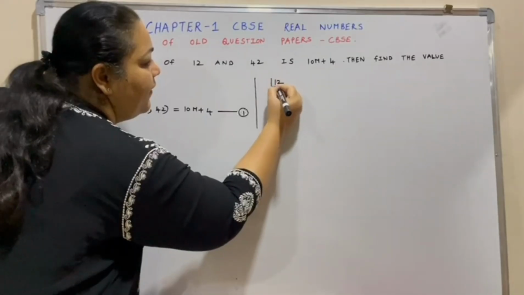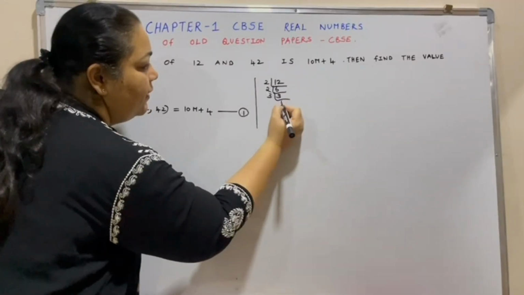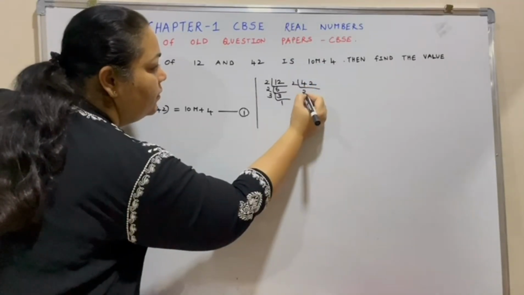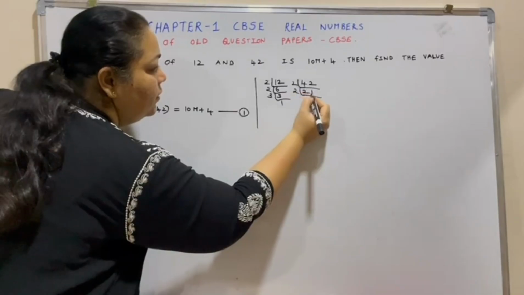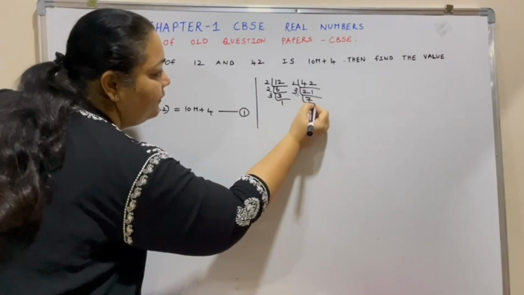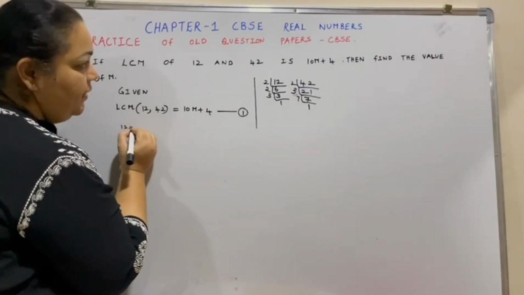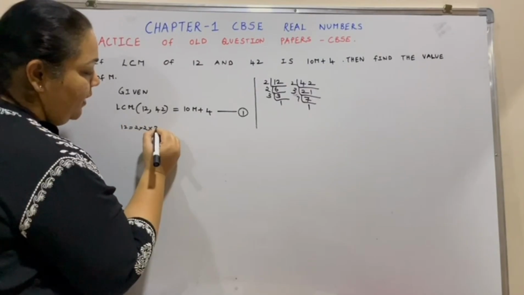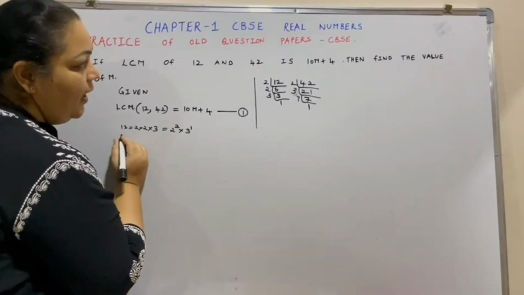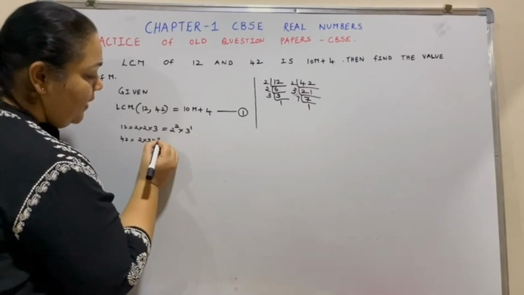For 12 you will take the prime factorization: 2 6s are 12, 2 3s are 6, 3 1s are 3. And for 42: 2 2s are 4, 2 1s are 2, this you can take by 3, 3 7s are 21, 7 1s are 7. So the prime factorization of 12 will be 2 into 2 into 3, which you can write as 2 squared into 3 to the power of 1. And for 42 it will be 2 into 3 into 7.